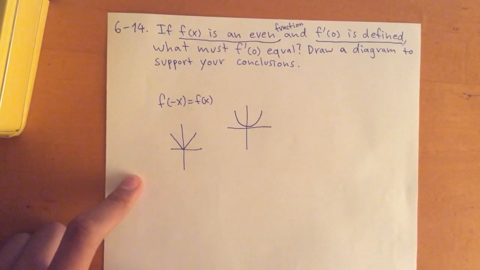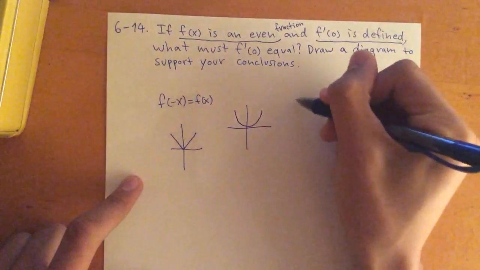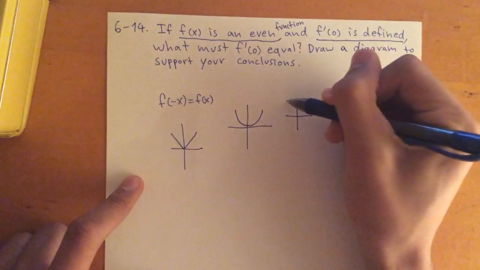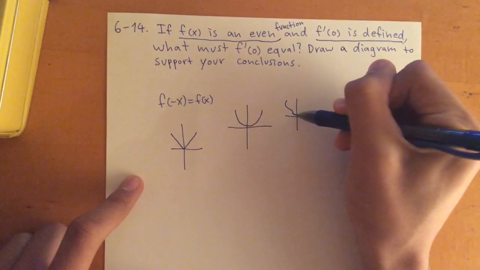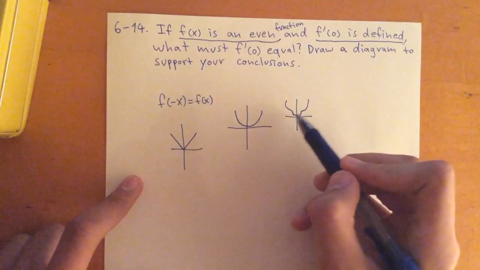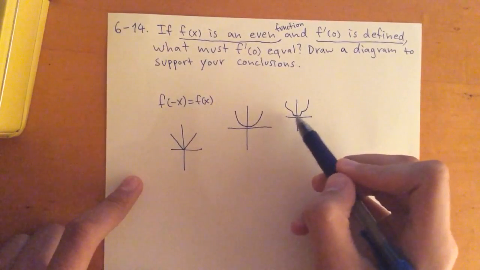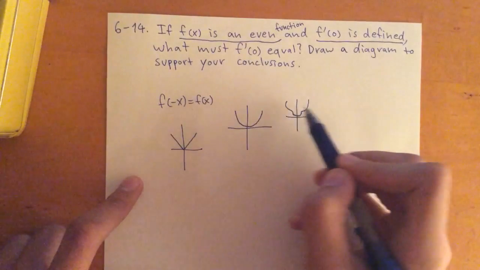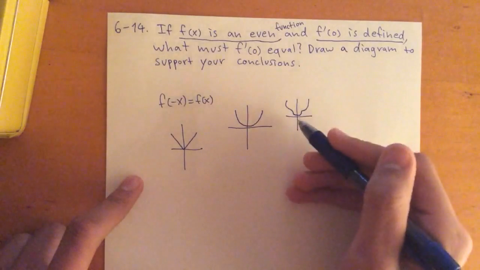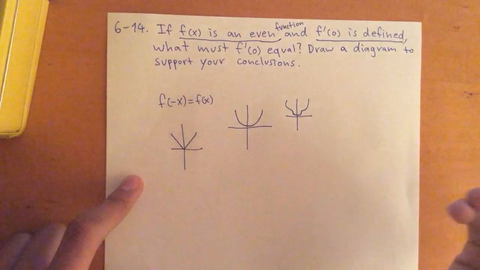So basically, any graph that you draw will have to be symmetrical about the y-axis. So even if you draw something like this, it'll have to go like that on the other side. So if at x equals 0 there's no cusp, and if the graph is symmetrical about the y-axis, then you know the slope at x equals 0 has to be 0.